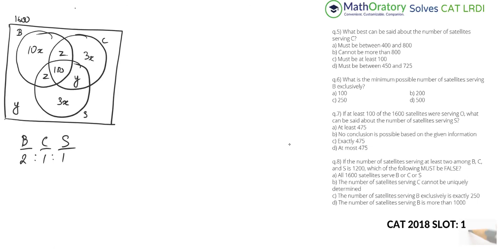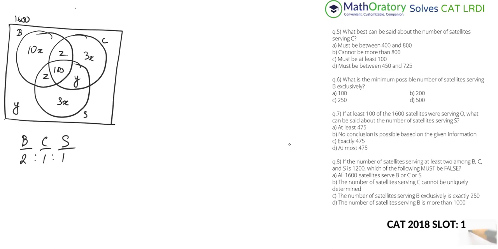If at least 100 of the 1600 satellites were serving over, what can be said about this thing? Even in the options, there are a couple of information like at least, at most. So again, something related to range, maybe. In this case, we have an option like C also, which is exactly 475, and obviously B, which is no conclusion is possible. But we'll come to those kind of things in a while. But again, something to do with range as well, right?